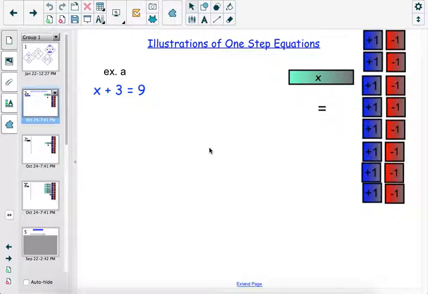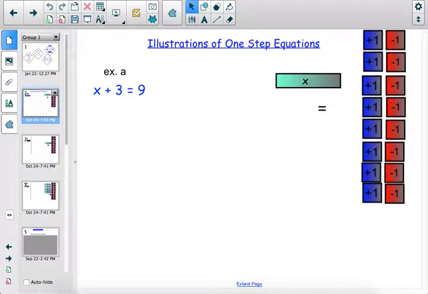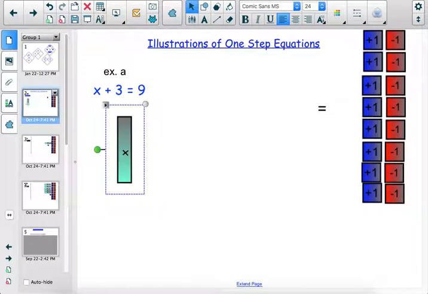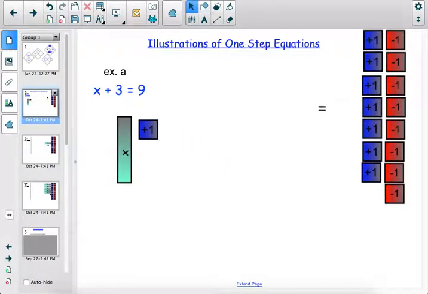The visualization of this is x, which we don't know. So I'm going to use this. This is our unknown, which is x, plus 3. So I'm going to bring 3 of these over. X plus 3. Are the 3 and the x like terms? Do they look the same? No, these are not like terms. They cannot be combined. This represents the left side. And then I have an equal sign, so I'm going to bring the equal sign over.